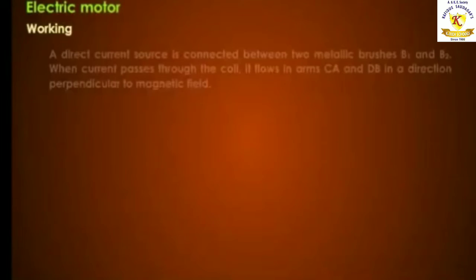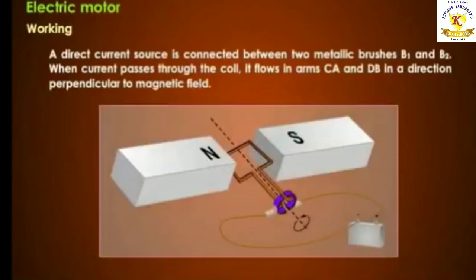Let's see the working of it. A direct current source is connected between two metallic brushes, that is B1 and B2. When current passes through the coil, it flows in arms CA and DB in a direction perpendicular to the magnetic field.